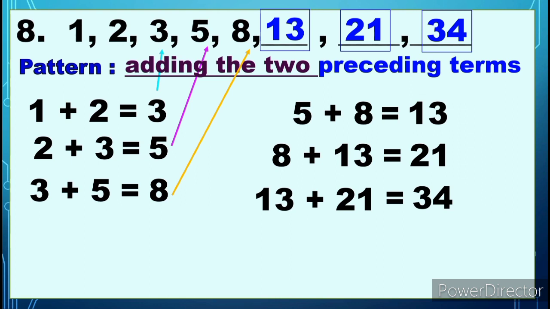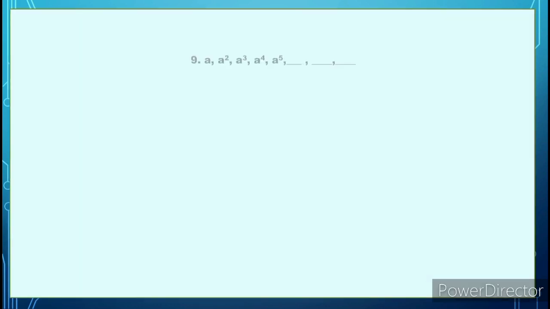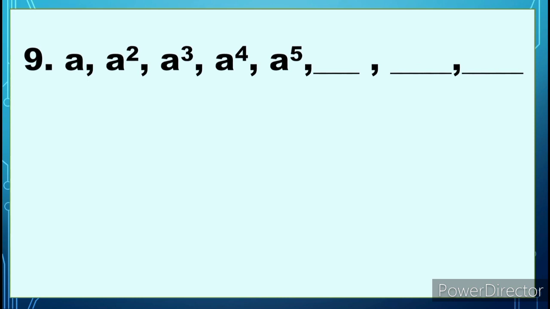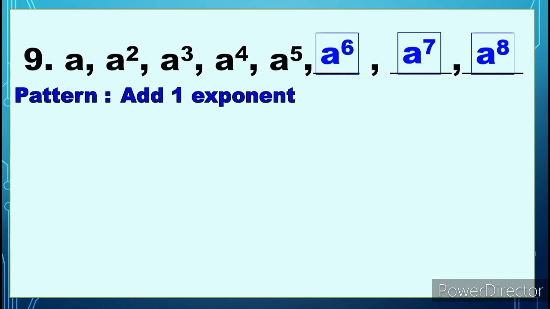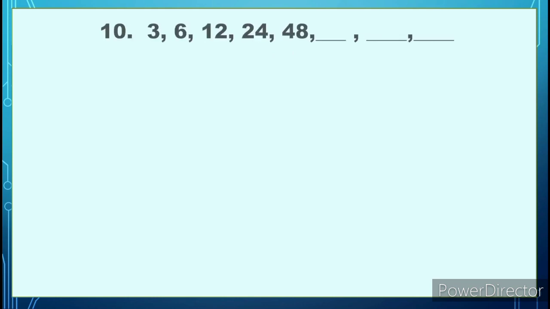Okay, so now let's have number 9. Okay, so example number 9 sequence, we have A square, A cube, A raised to 4, A raised to 5. Okay, so ang pattern natin dito is nag-add 1 tayo sa exponent or nagpa-plus 1 tayo. Therefore, A raised to 5 plus 1 exponent, we have A raised to 6. Plus 1 exponent, we have A raised to 7. Plus 1 exponent, we have A raised to 8. So, the next three terms of the given sequence are A raised to 6, A raised to 7, and A raised to 8.